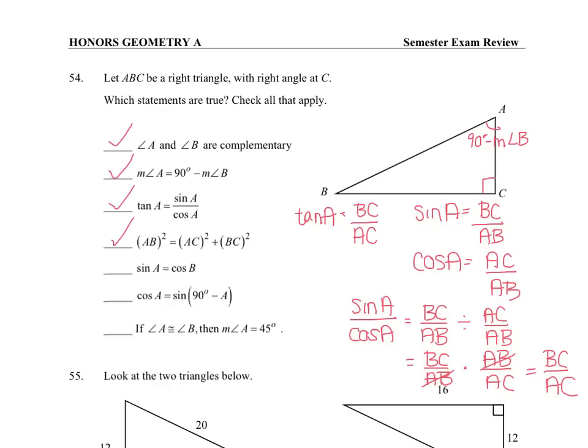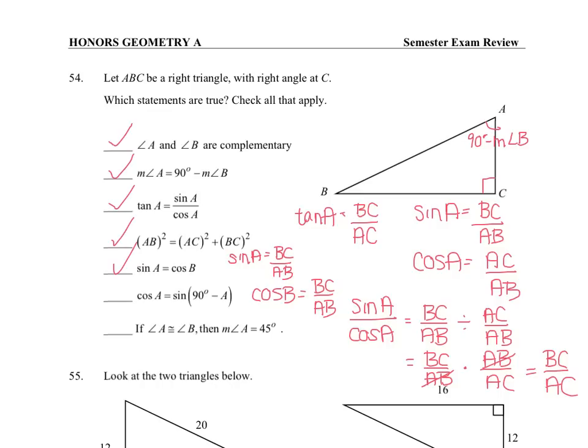Next we have the sine of A. Well, the sine of A is BC over AB, opposite over hypotenuse. And we have the cosine of B, which is, B is right here, so adjacent over hypotenuse, which is BC over AB. So we know that that's true. We also know that that was a rule we studied about the relationship between sine and cosine.